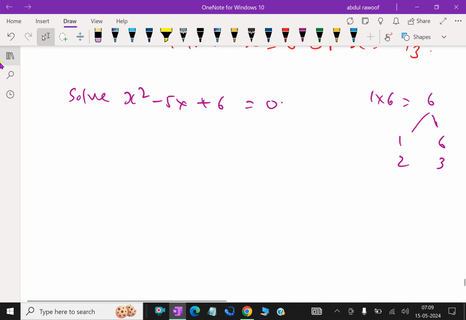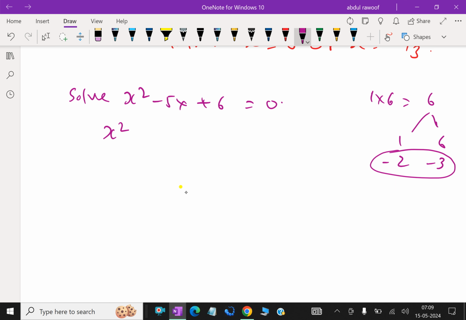In this, we need the middle term to be minus. So suppose we keep minus 2 and minus 3. Minus 2 multiplied by minus 3 is 6, and minus 2 plus minus 3 is minus 5. So it is satisfied: product is 6 and middle term is minus 5. So split the middle term using these numbers: x squared, instead of minus 5x we write minus 2x and minus 3x, and the last term as it is.